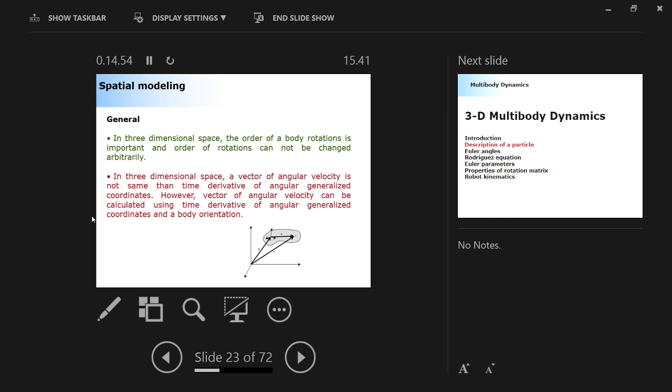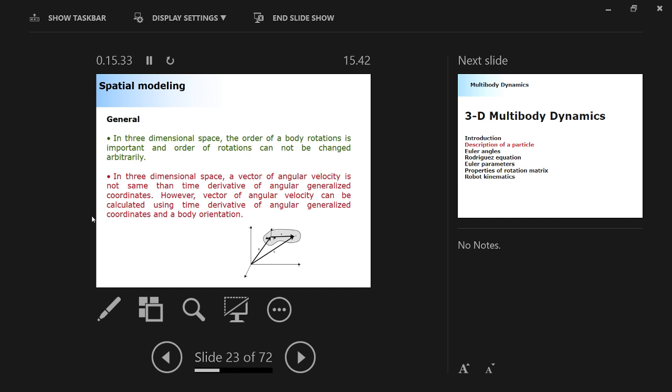And now something that is extremely difficult to understand, because if you would understand this in this class, I would offer you not just a lunch, but 2 lunches. Of course, there's no way that I can check if you understood this or not. But let me explain what I'm saying here. What makes 3-dimensional multibody dynamics difficult? What makes it difficult is that the vector of angular velocity is not the same as the time derivative of angular generalized coordinates.